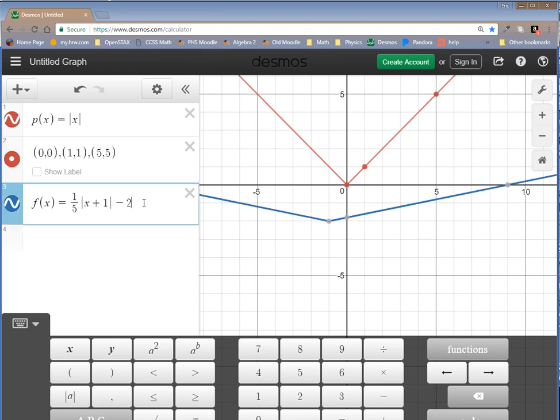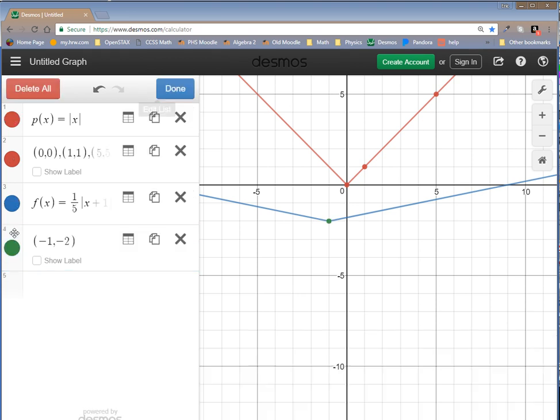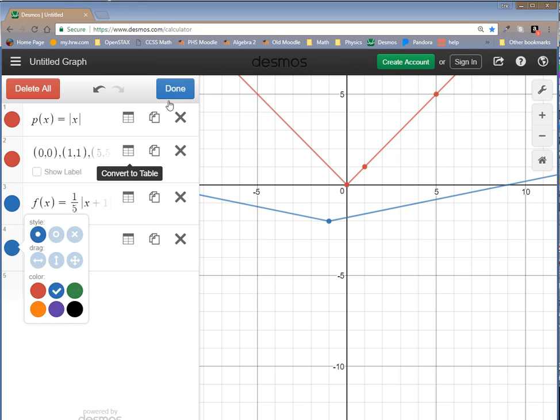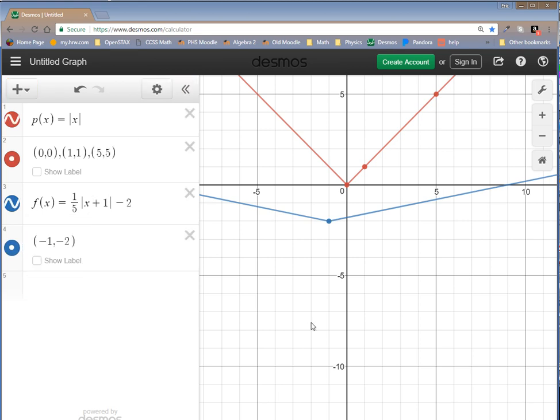Okay, now what about some points on the blue function? Well, you already told me that the vertex is at -1, -2. Okay, those were the values of h and k, right? So if I go over 1 to the right, let's look at this. If I go over 1 to the right from the vertex, on my parent function, I would normally expect to go up by 1, right?